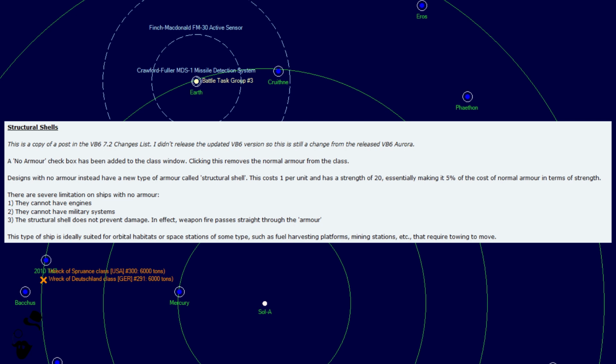A no armor checkbox has been added to the class window. Clicking this removes the normal armor from the class. Designs with no armor instead have a new type of armor called structural shell. This costs 1 per unit and has a strength of 20, essentially making it cost 5% the normal armor in terms of strength. There are severe limitations on ships with no armor.